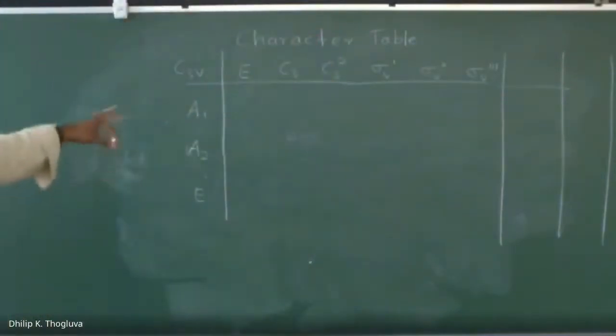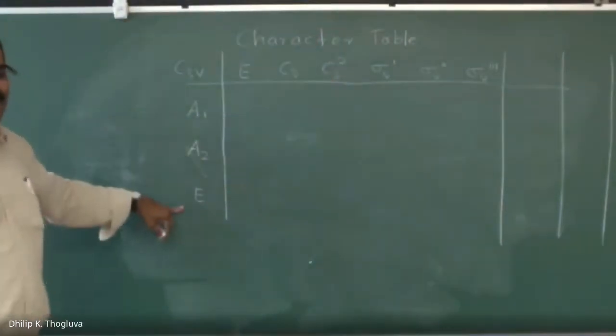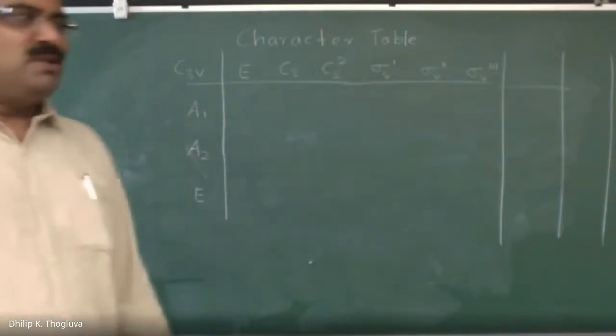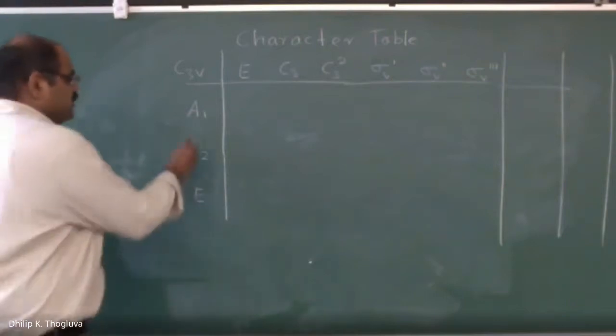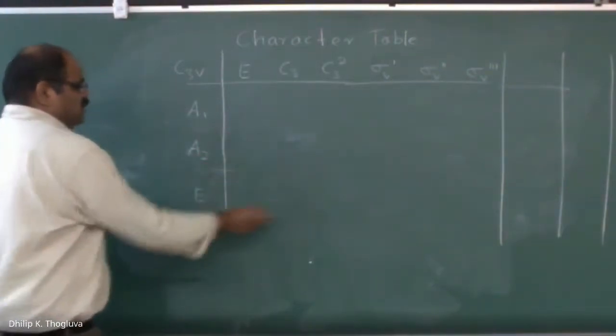But yeah, how we define these 3 is based on the number of classes. Okay, so there are 3 classes in C3V. That's why we wrote 3 rows only. This first row, the second row, and this third row.